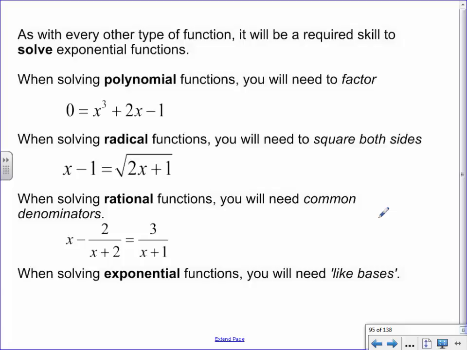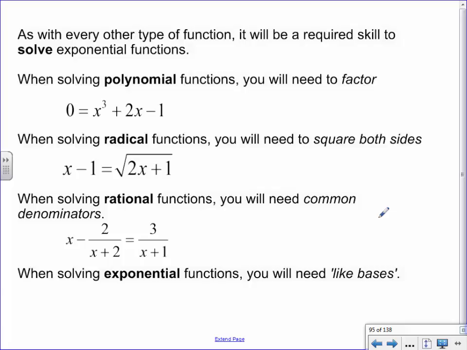That's your opportune moment. That's what you're aiming for. Don't try to use the quadratic formula until it equals 0. When you have radical functions, your opportune moment is when you can square both sides, when you have one of the square roots by itself. That's the right time. Rational functions, common denominators.